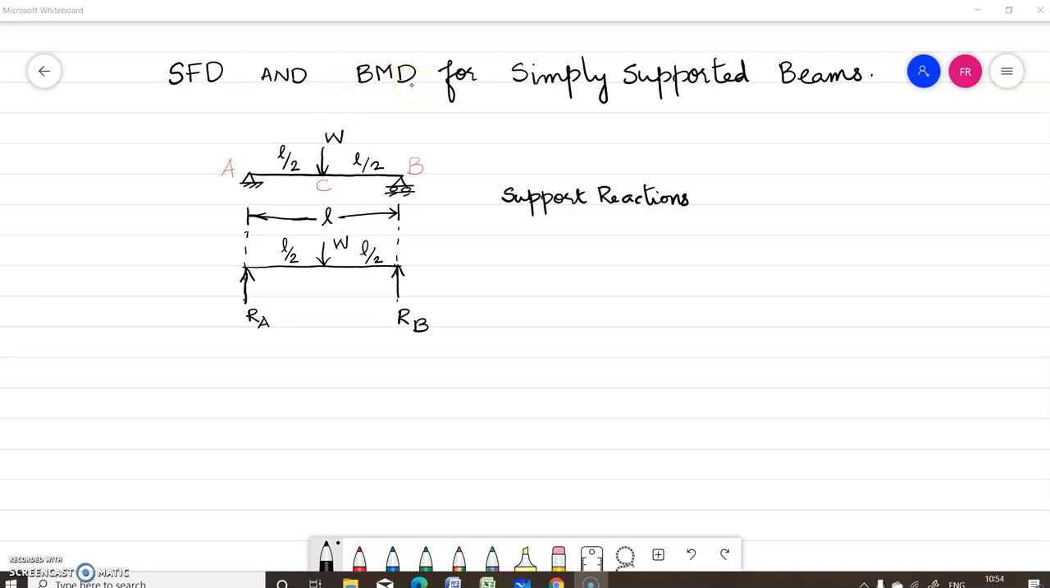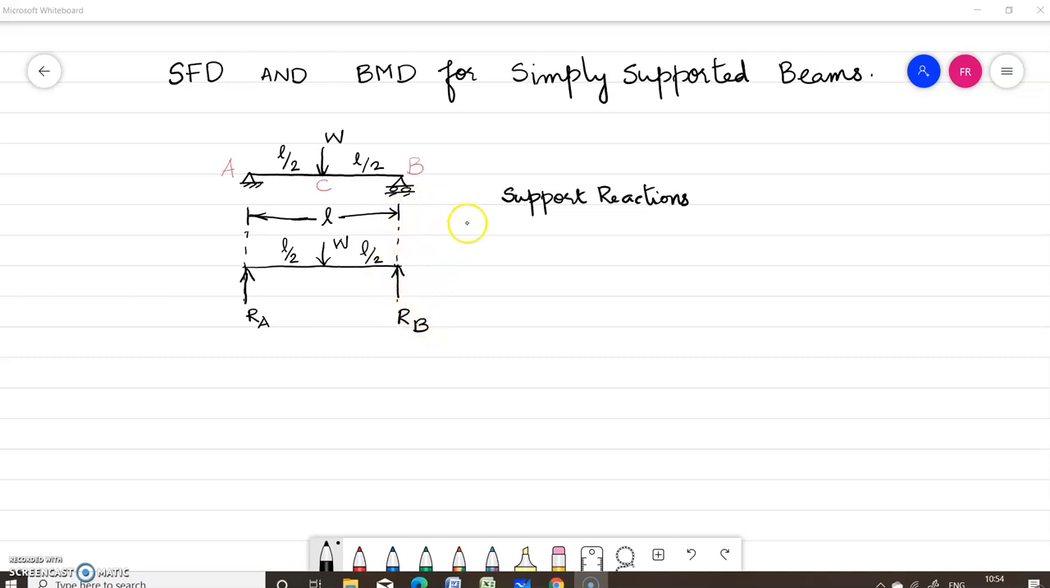we have to find out the support reactions. In order to find out the support reactions, we must know what reactions act at the supports. Now this support A is a hinge support and support B is a roller support. We know that in a hinge support there are two unknowns, a vertical reaction and a horizontal reaction. But in this support A, there is only one unknown reaction, the vertical reaction, since this beam is not subjected to any external horizontal loads or inclined loads. So the support reaction at A is RA and at B is RB.